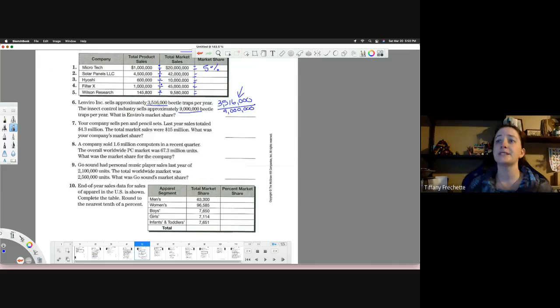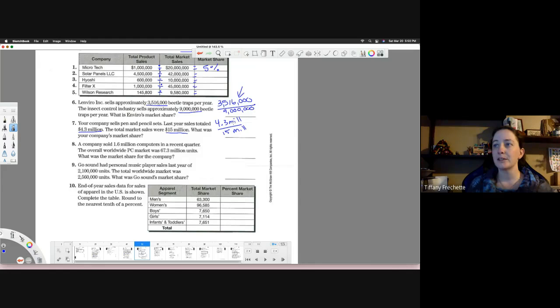So your company sells pens and pencil sets. Last year, sales totaled 4.3 million. The total market sales were 15 million. What was your company's market share? So same idea, you're just going to take what was yours, what was the total, and divide the same way. So 4.3 mil, and I'm going to put mil instead of million, divided by 15 mil.